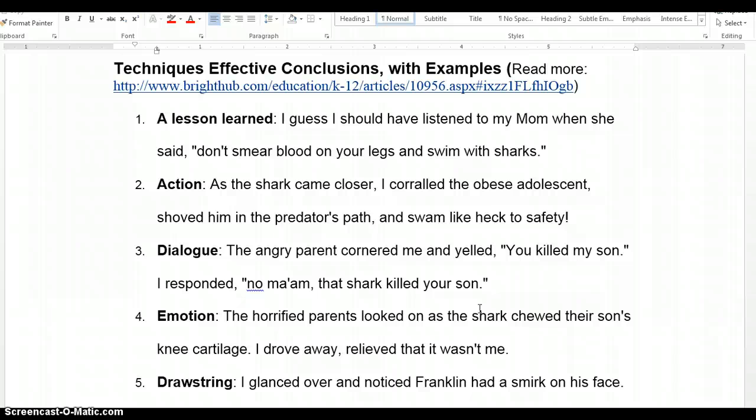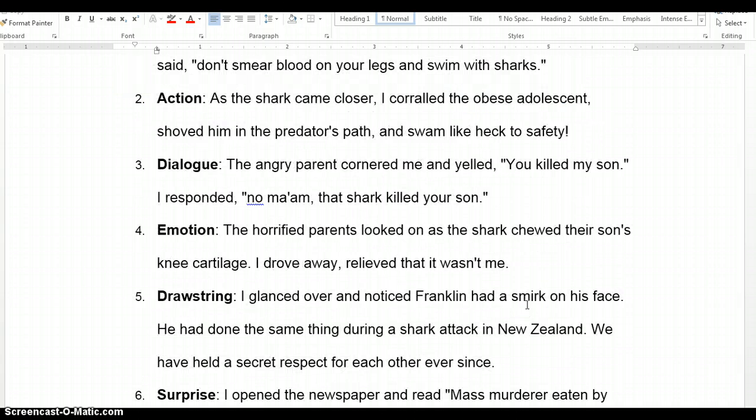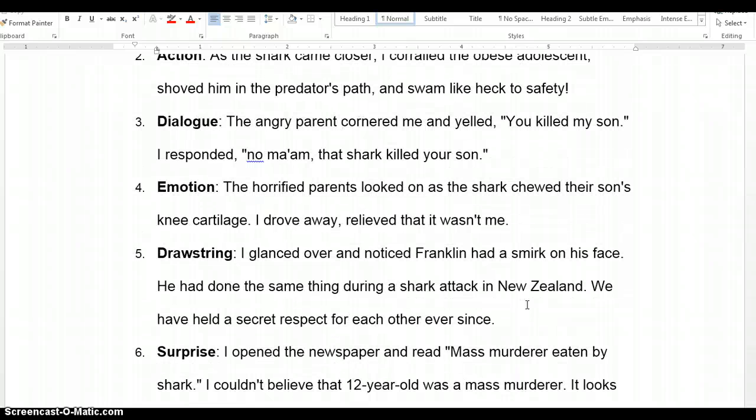Number two, you could end with an action. "As the shark came closer, I corralled the obese adolescent, shoved him in the predator's path, and swam like heck to safety." Number three, dialogue. "The angry parent cornered me and yelled, 'You killed my son.' I responded, 'No, ma'am, that shark killed your son.'" Number four, you could end with an emotion. "The horrified parents looked on as the shark chewed their son's knee cartilage. I drove away, relieved that it wasn't me."